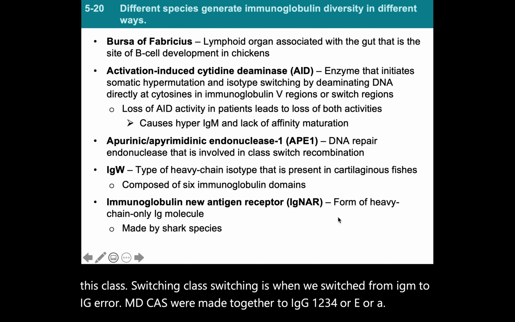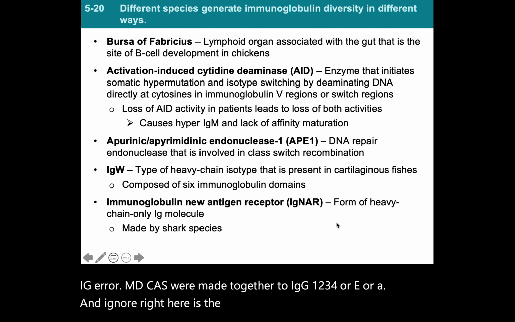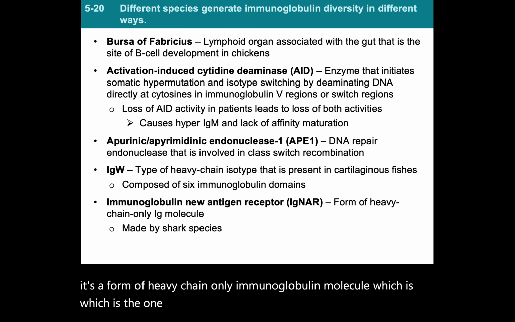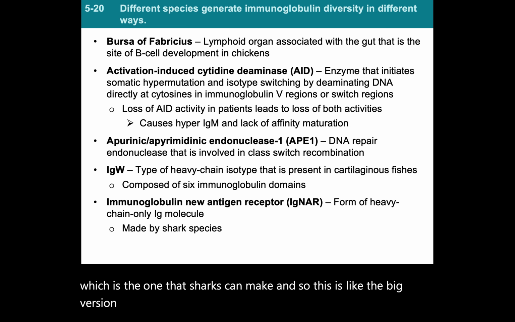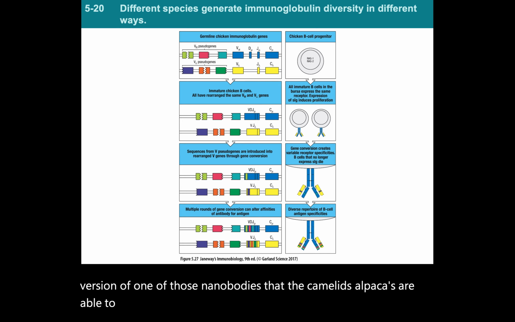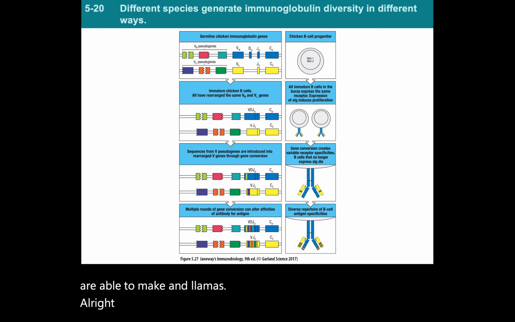And IgNAR right here is the immunoglobulin new antigen receptor. It's a form of heavy chain only immunoglobulin molecule, which is the one that sharks can make. So this is like the big version of one of those nanobodies that the camelids, like alpacas and llamas, are able to make. Yeah.